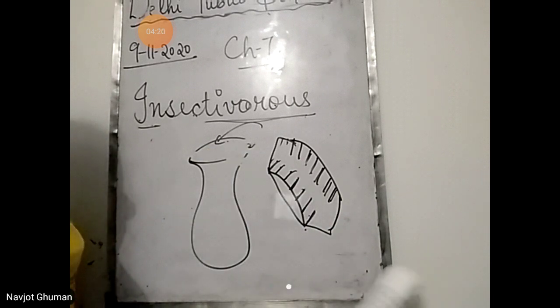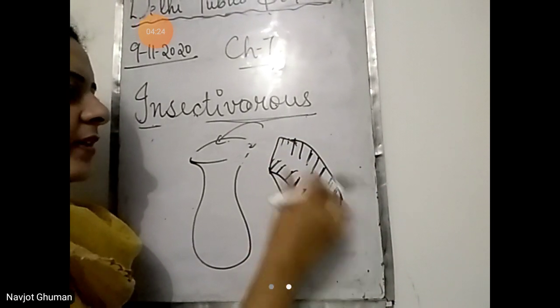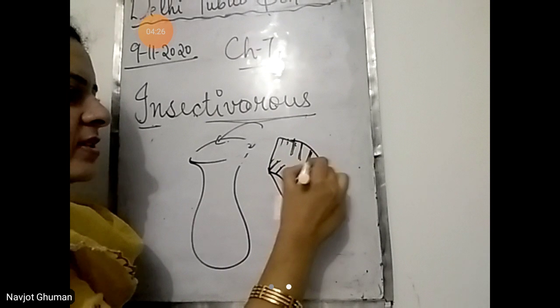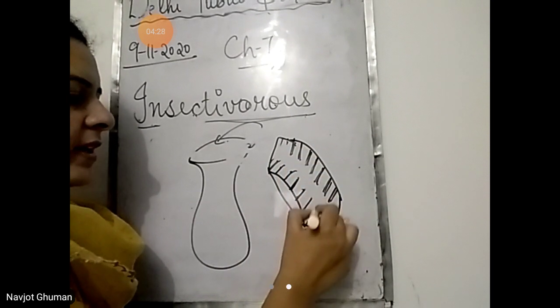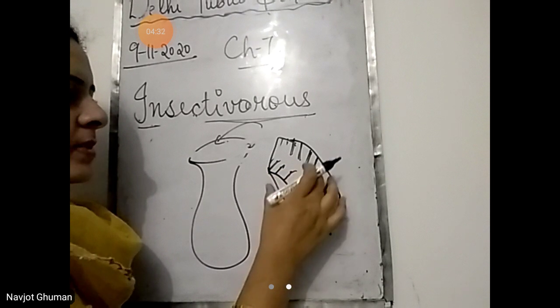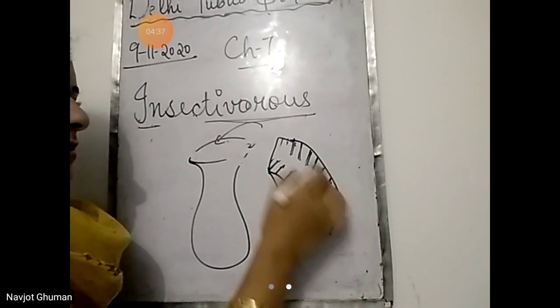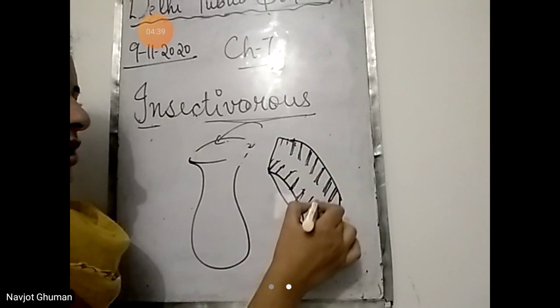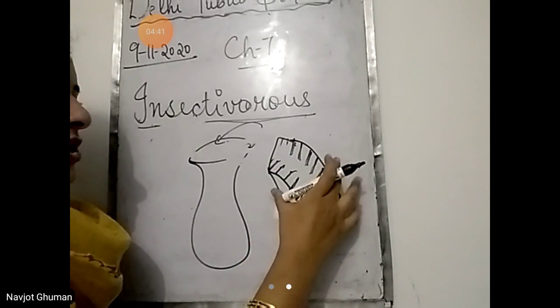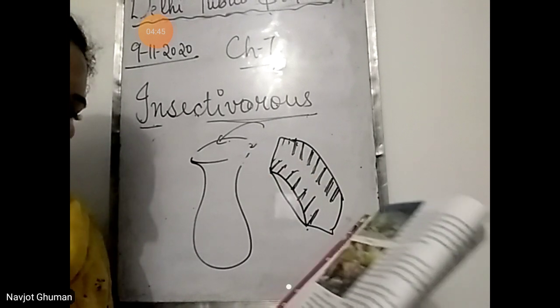Again, I'm telling you, Venus flytrap has leaves that have hinges and stiff thorn-like structures. When any insect comes and sits on these sharp structures, then it shuts down and the insect is trapped inside.